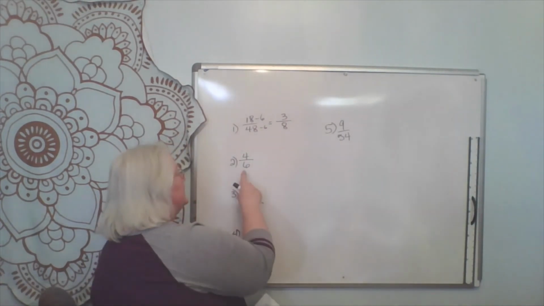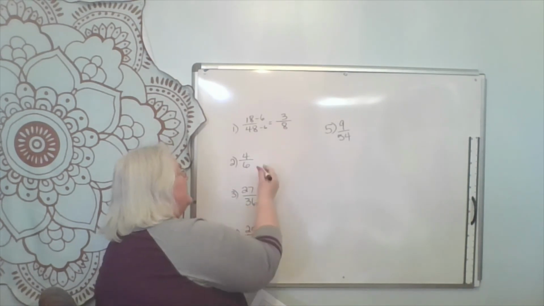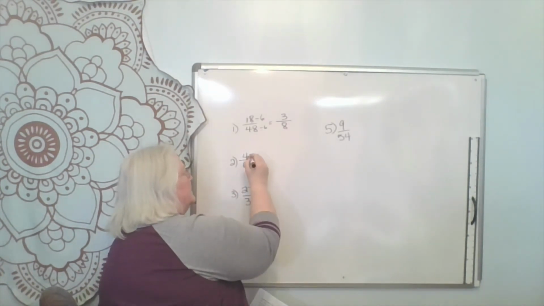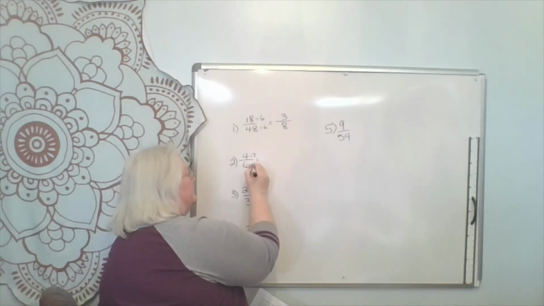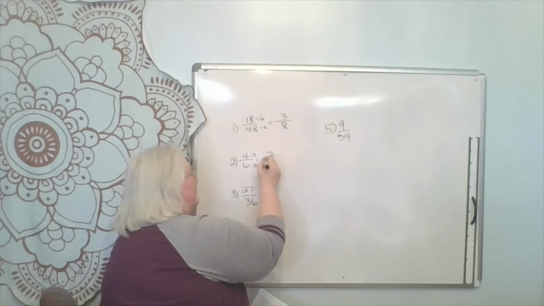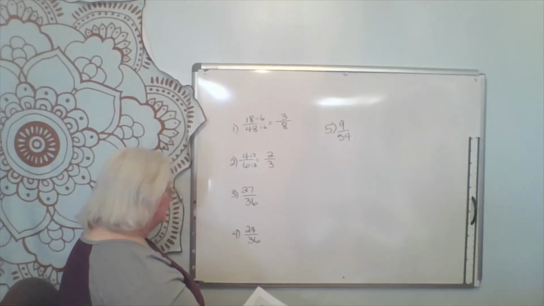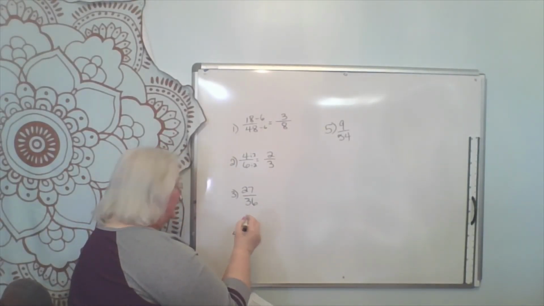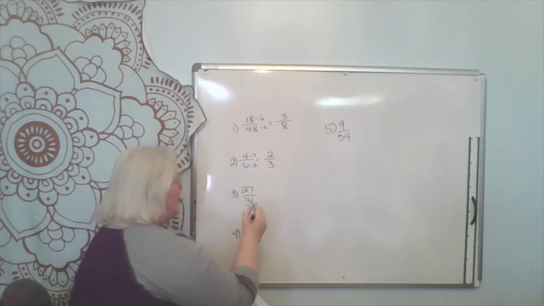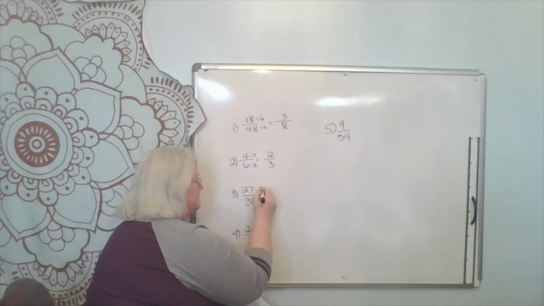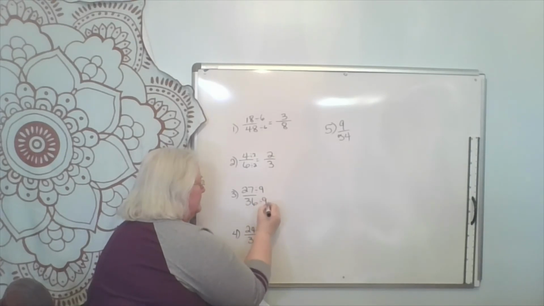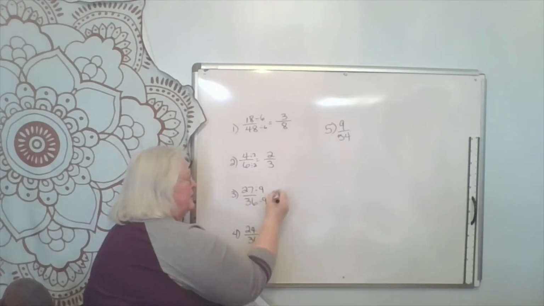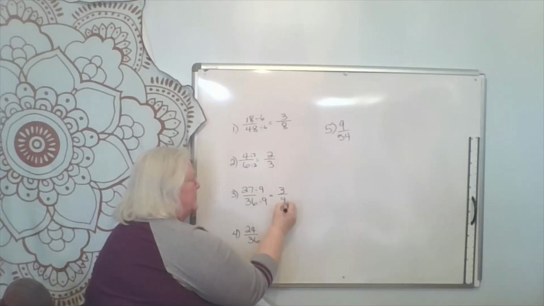Okay, on this one it's pretty easy. They're both even, so we're going to divide by 2. And so our reduced fraction is 2/3. On this one, the greatest common factor is going to be 9. So when we divide, we get 3 over 4.